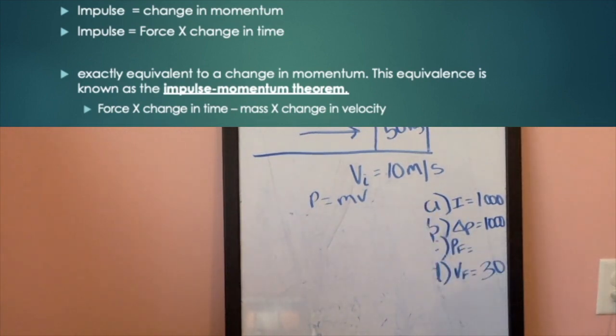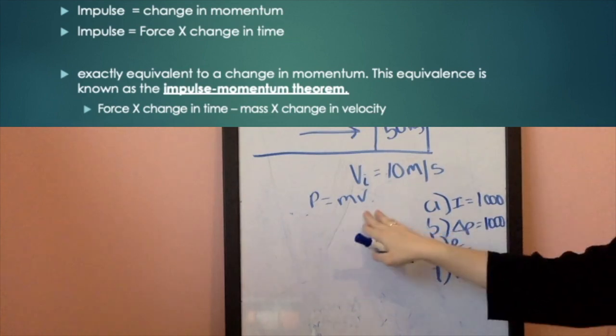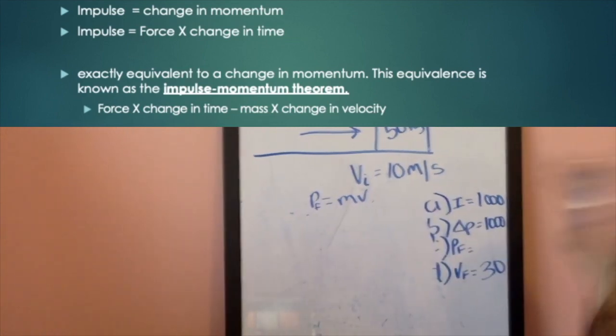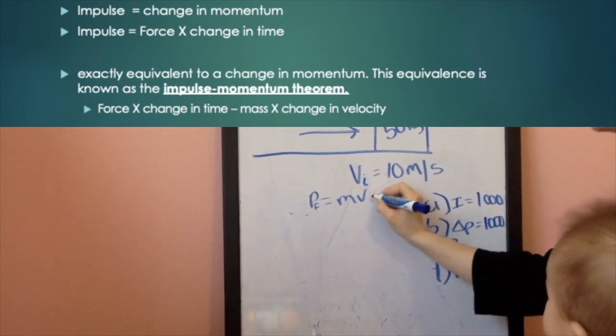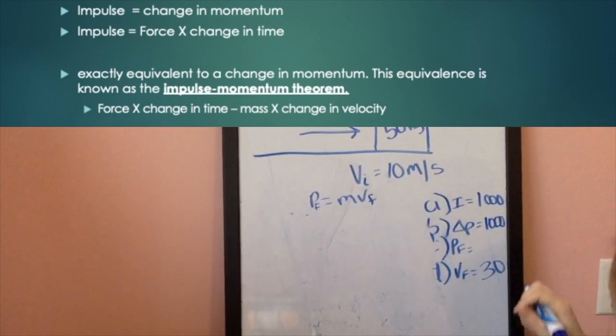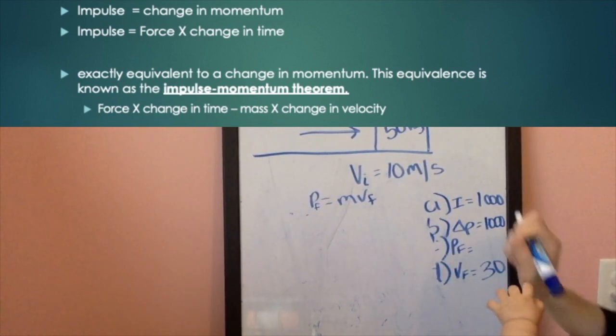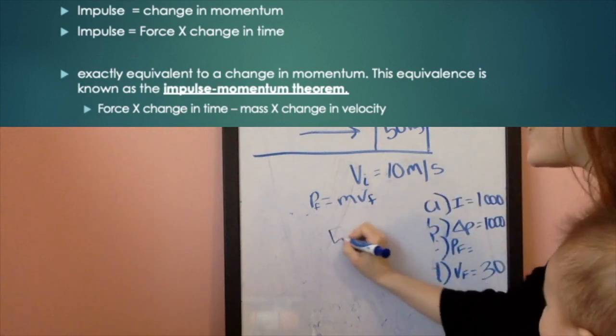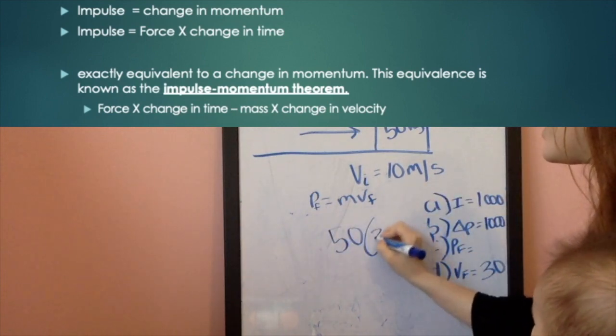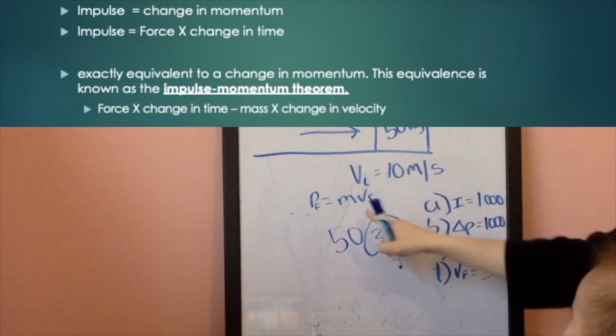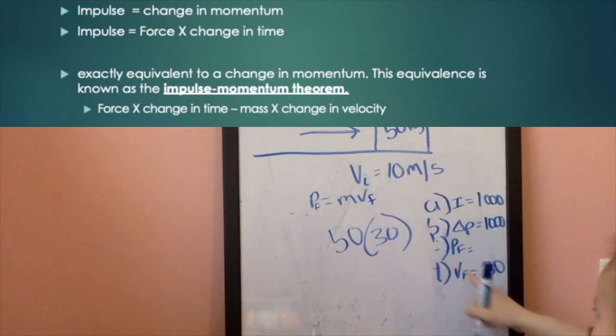So our final momentum, this is just our regular momentum problem. So really you could write it out as final momentum is equal to mass times our final velocity. And all we would do for that is, I'm trying to keep her entertained by moving the marker, is 50, so our mass times our final velocity, which we just found, which is 30.